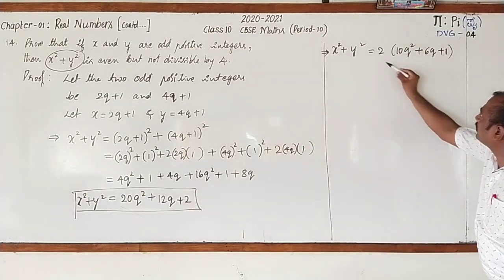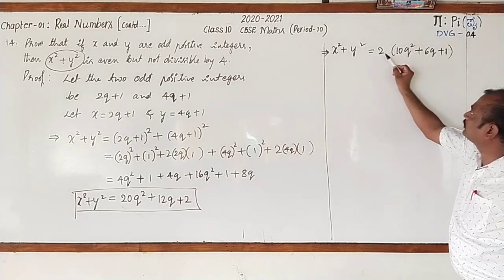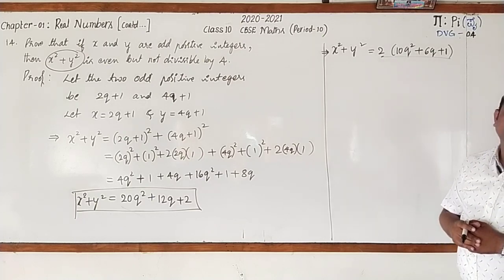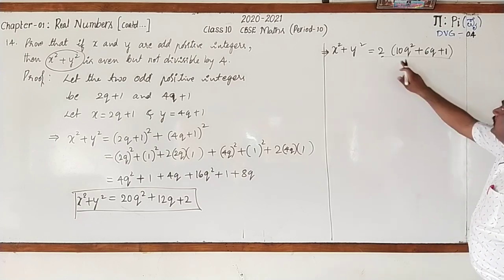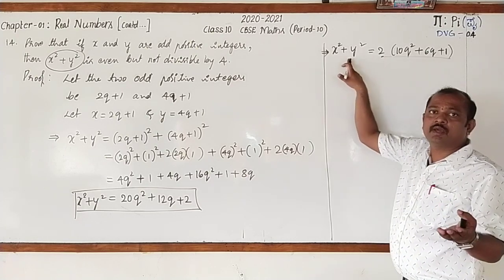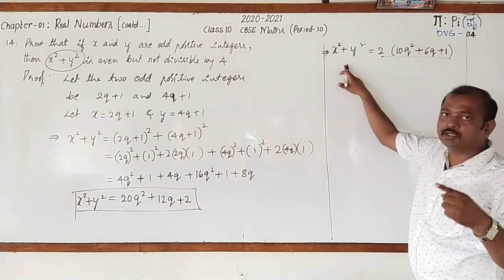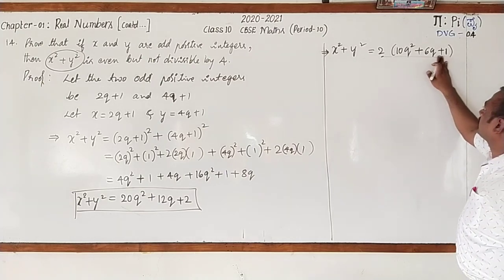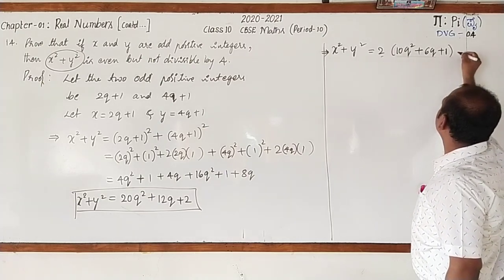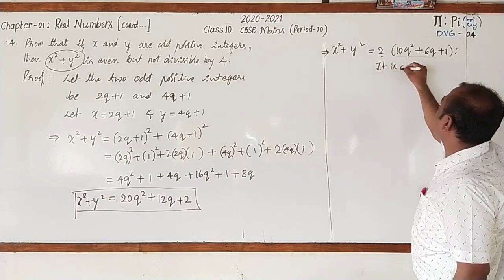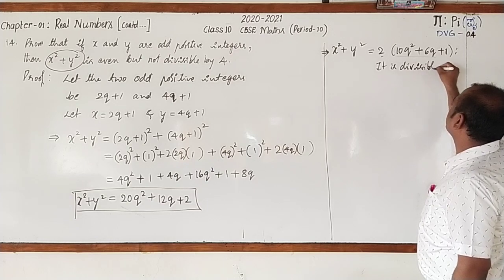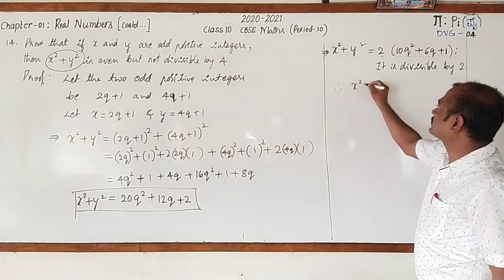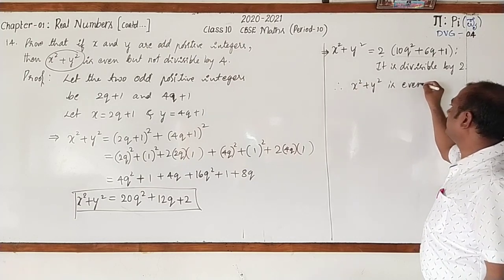Now just observe the whole statement. You can see that it is a multiple of 2. Hence it is divisible by 2. Understood? If it is divisible by 2, x square plus y square is even. And we all know that a number which is divisible by 2 is called an even number. So here I'll write: it is divisible by 2. Therefore, x square plus y square is even.